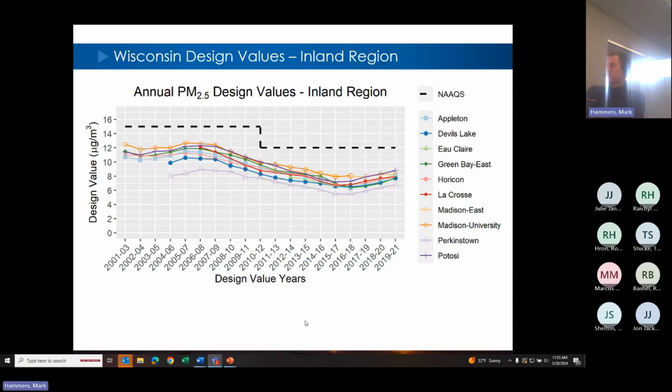These are the design values from the inland region. And currently, as these stand, they're all under the updated 9 micrograms per meter cubed standard that EPA has put in place.